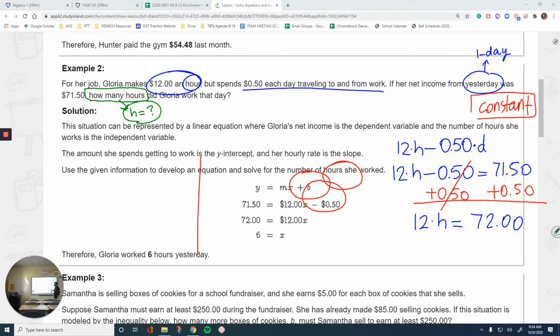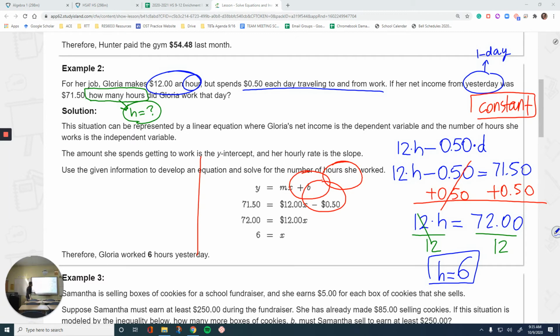The inverse operation of multiplication is division. If I want to get rid of any number that is multiplied, I need to divide. So that h would be equal to, divide these two together, 6. So she worked 6 hours to make that much money, $61.50. Yeah, that's what we do.